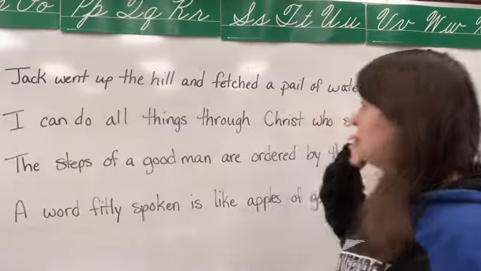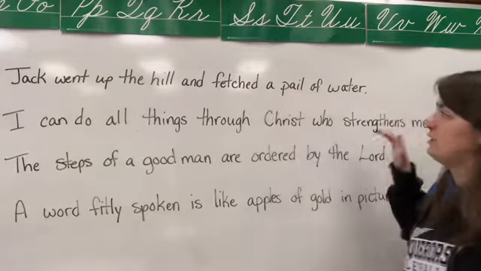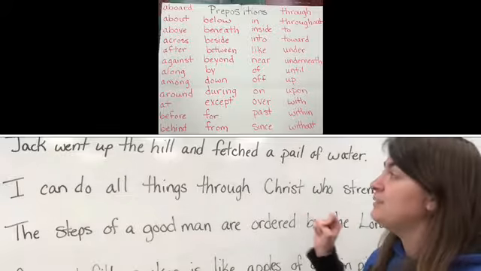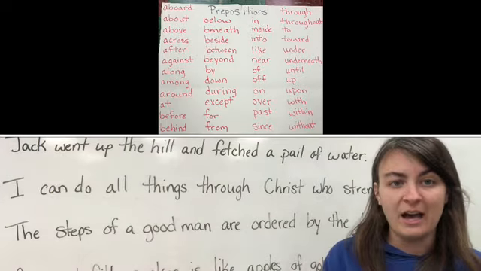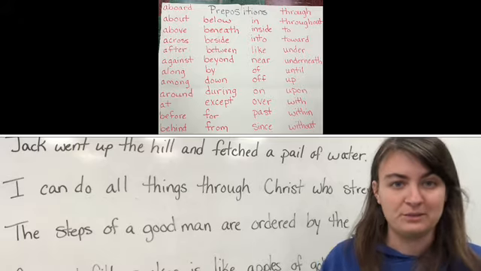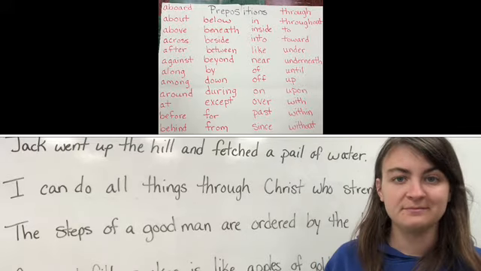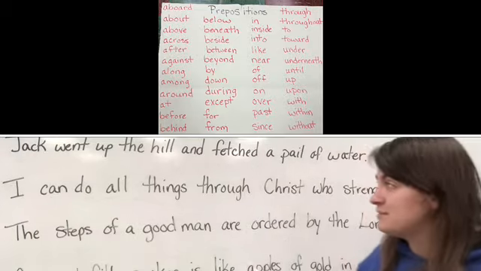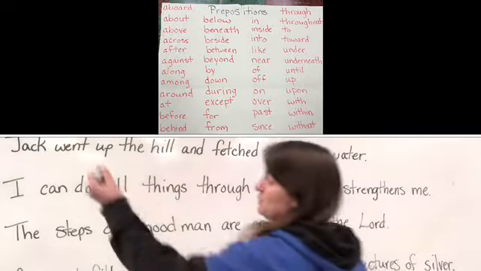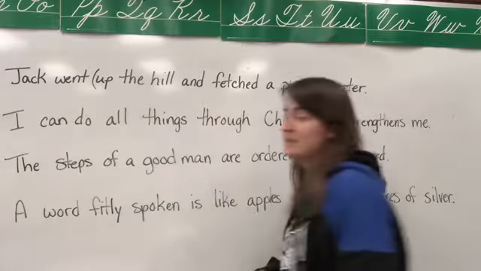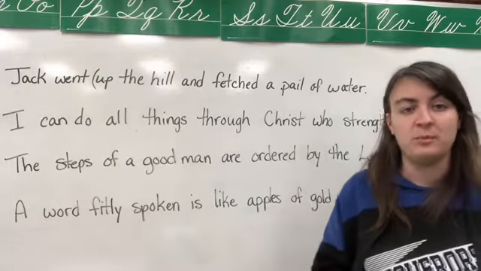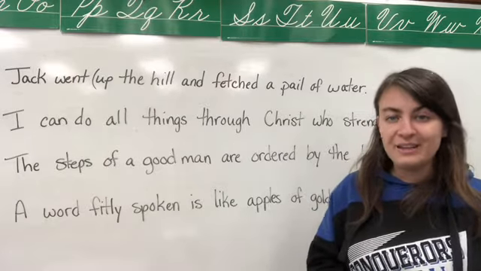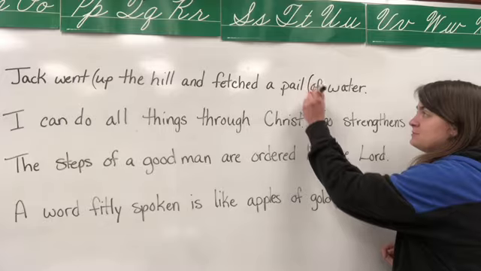So as we look at the first sentence, we've got Jack went up the hill and fetched a pail of water. And I'm going to give you the hint right now that there are 2 prepositions in this sentence. So see if you can find those 2 prepositions. That's right. One of those prepositions is the word up right here. So we've got up is a preposition, which we'll find out whether or not it's actually starting a prepositional phrase in a moment. And the other one is of.